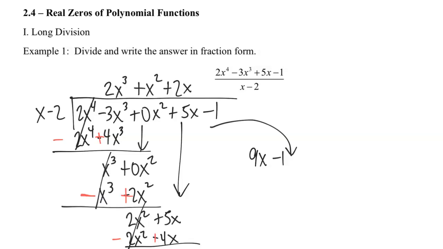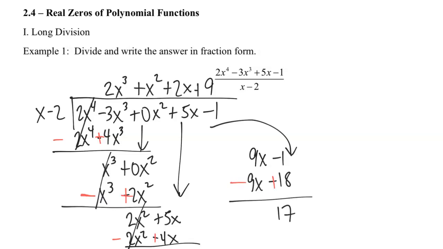And then I'm going to divide one more time. So 9x divided by x is going to give me plus 9. And then multiplying will give me 9x, subtract 18, change the signs to minus and plus, and then add one more time, which is going to give me 17.